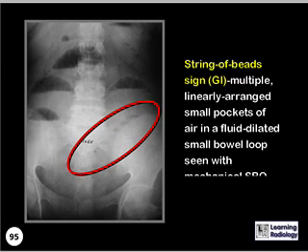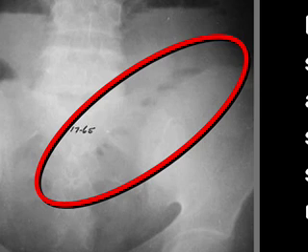This is the string of beads sign, multiple linearly arranged small pockets of air in an otherwise fluid-dilated small bowel loop seen in mechanical small bowel obstruction. What sign is depicted here?